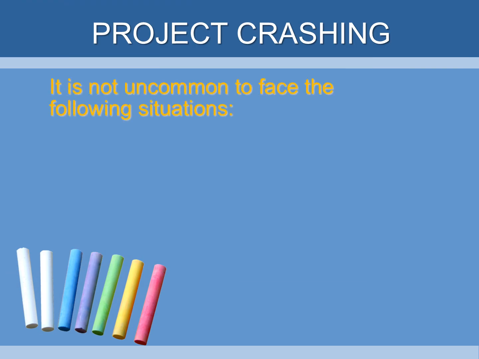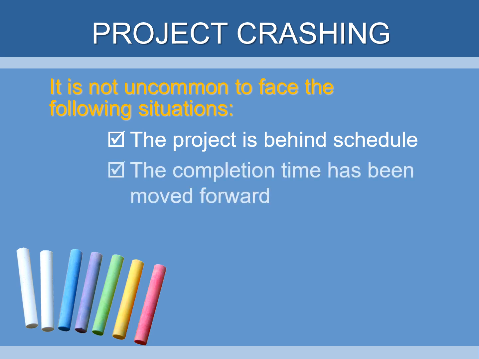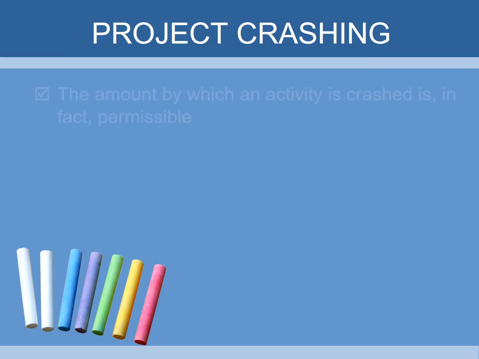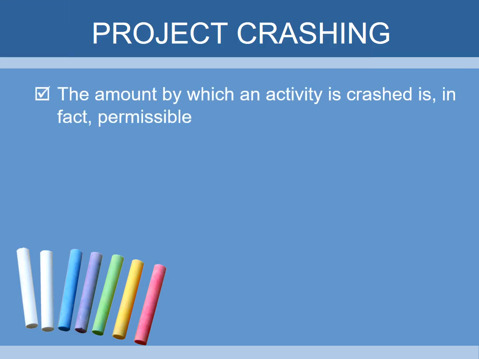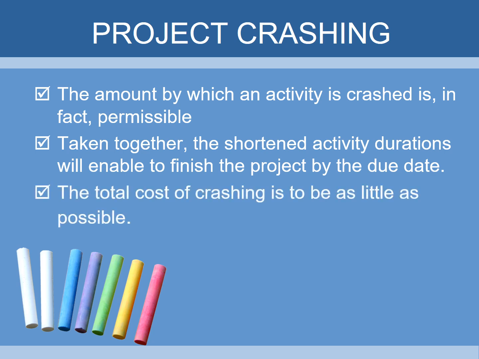So we have what's called project crashing. It's not uncommon to face the following situations. The project is behind schedule. The completion time has been moved forward. The customer wants it earlier. Shortening the duration of the project is called project crashing. The amount by which an activity is crashed is, in fact, permissible. Taken together, the shortened activity durations will enable the project to finish on time by the due date. And the total cost of crashing is to be as little as possible. In other words, you may have to spend more money and resources to catch up or crash the project.